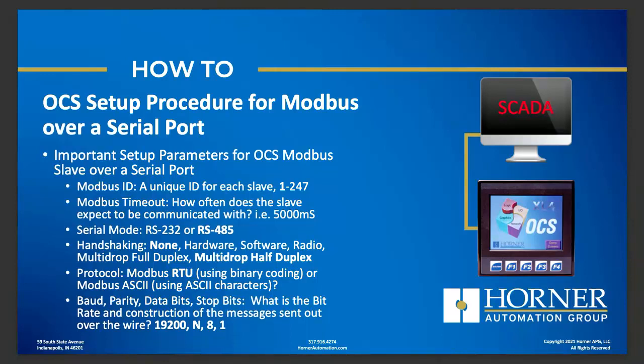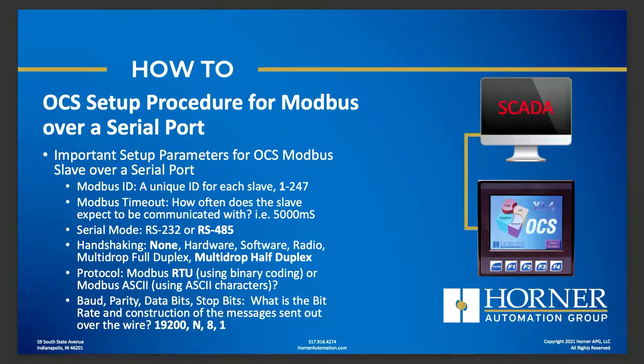Now when you're talking about multi-drop RS-485, then a half duplex type handshaking is specified, because with half duplex RS-485, not only can only one device talk at a time, but they're also sharing the same lines between transmit and receive. So special half duplex handshaking is required in that case.